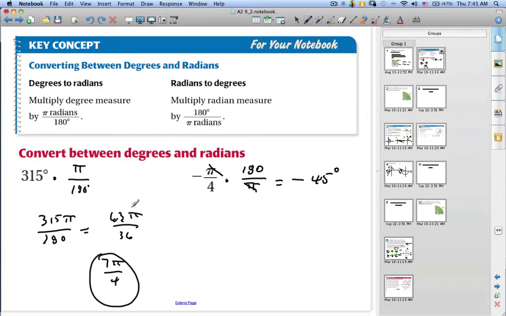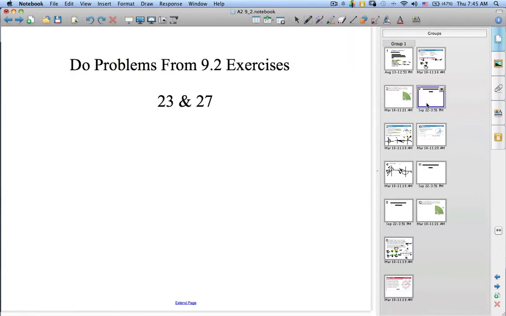Okay, so these are pretty simple formulas. You want to make sure you use the right one. If you track units of measure, you'll know you did it wrong if you end up with degrees squared or pi squared, because it means you used the wrong conversion ratio. Okay, so it's pretty simple. Go ahead and give it some practice. Do problems 23 and 27. Come on back and we'll finish this up.